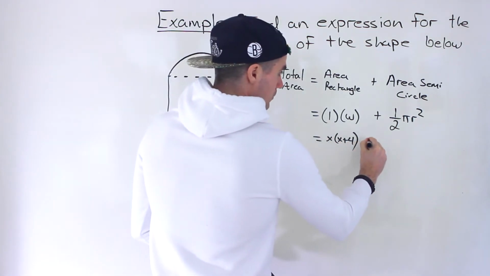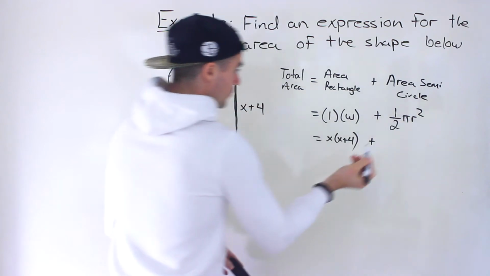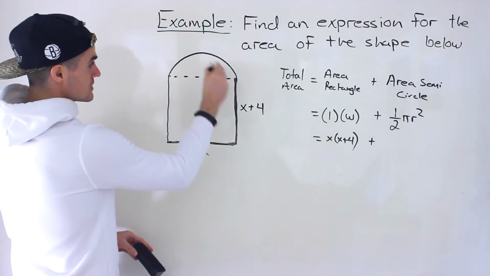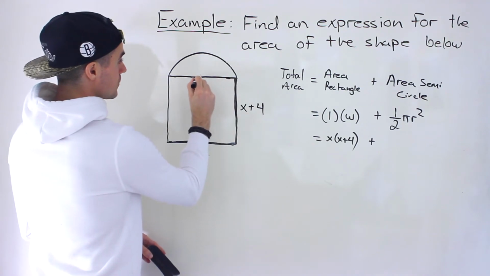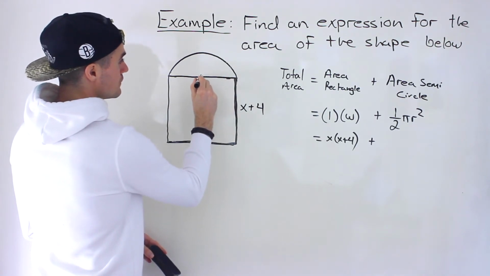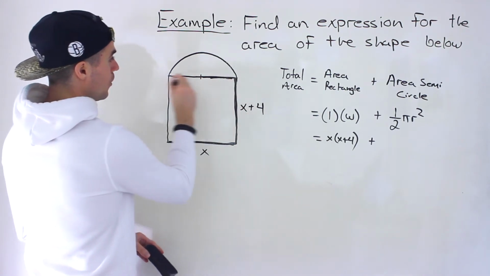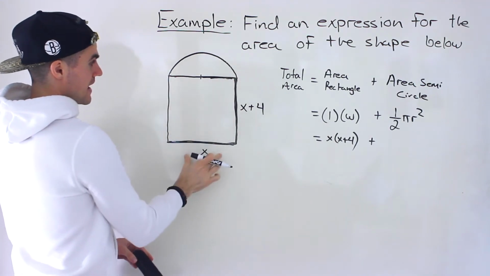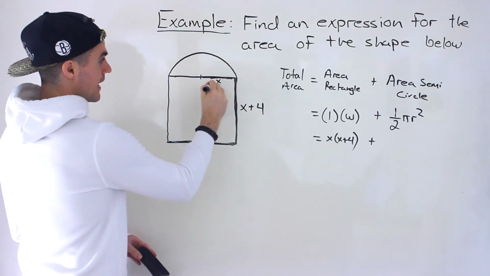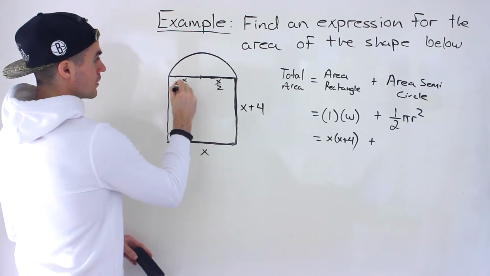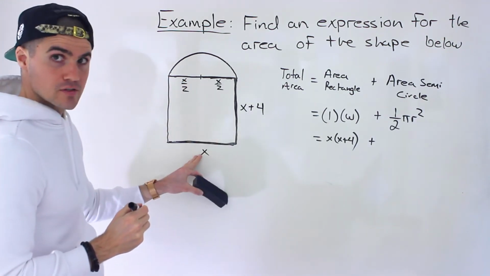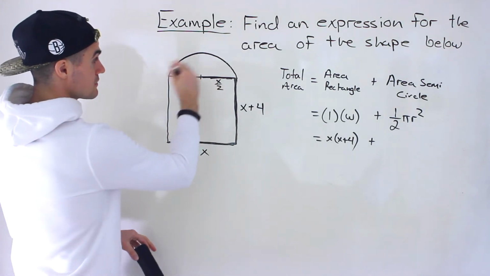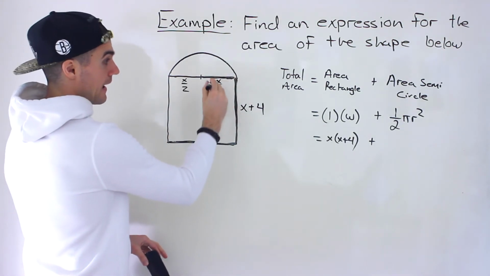What's going to be a little bit more tricky is what do we have to plug in for the radius? What's the radius of this semicircle going to be? Well, notice the radius, it's actually just going to be half of this whole length. We know the whole length is x, so half of it is going to be x over 2, right? X over 2 plus x over 2 would give us a full x. So the radius of this semicircle is actually x over 2.